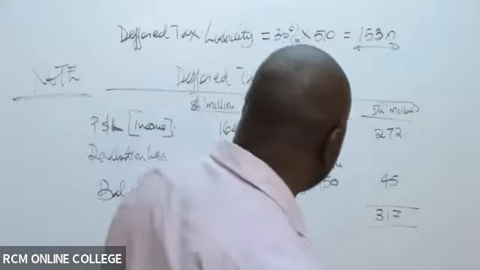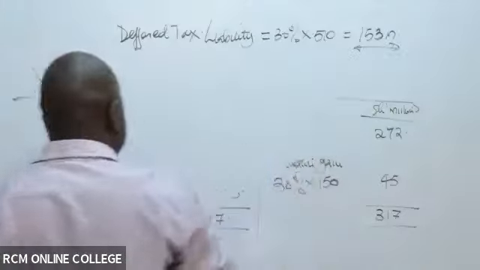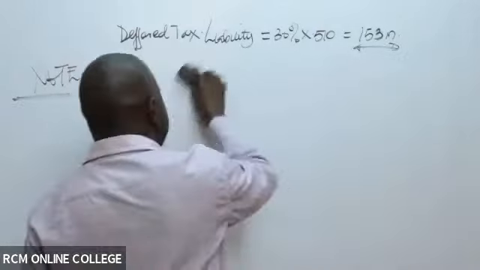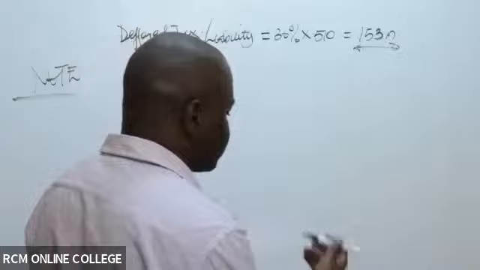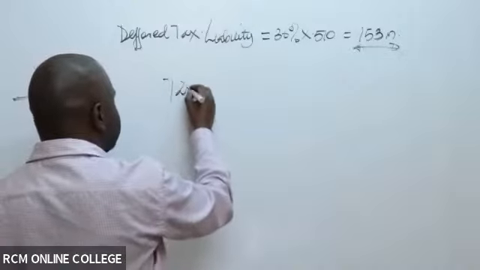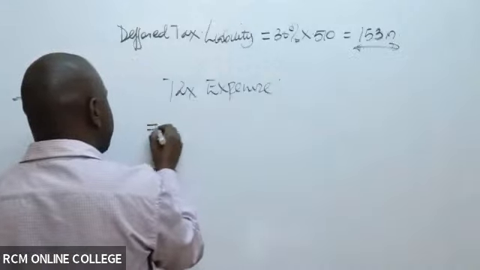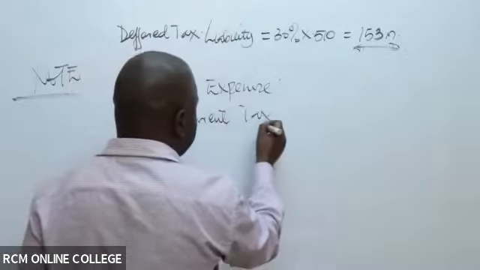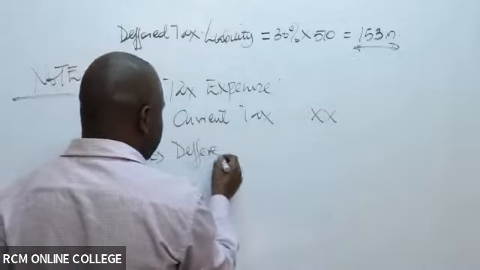Assume now you're looking at what the tax expense would be. The tax expense will always be a component of the published accounts. If you're considering the tax expense for the year, for example when preparing published accounts, it means that the tax expense will be equal to the current tax plus the deferred tax.